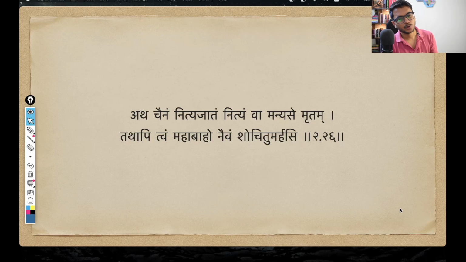Okay, so this is the shloka. Let me go through the shloka once. Atha chainam nityajatam nityam va manyase mritam, tathapi tvam mahabaho naivam shochitum arhasi.